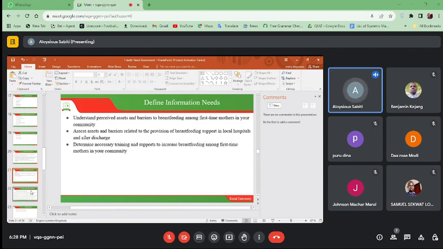What are some of the barriers that they face? You will want to assess the barriers related to provision of breastfeeding support in local hospitals and after discharge. So you'll want to look at, do they do maternal nutrition counseling? Do they look at breastfeeding counseling? How a woman should regularly be able to breastfeed their child. So you also want to determine necessary training and supports to increase breastfeeding among first-time mothers in your community.